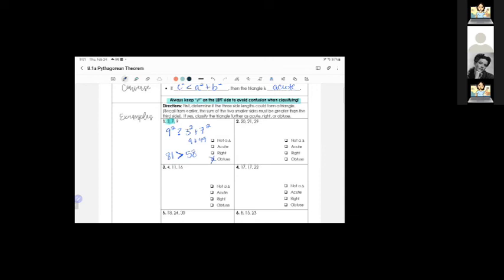For number 2, you notice that 20 plus 21 equals 41. 41 is greater than 29, so it is a triangle. And then I have 29 squared. And then I have 20 squared plus 21 squared.